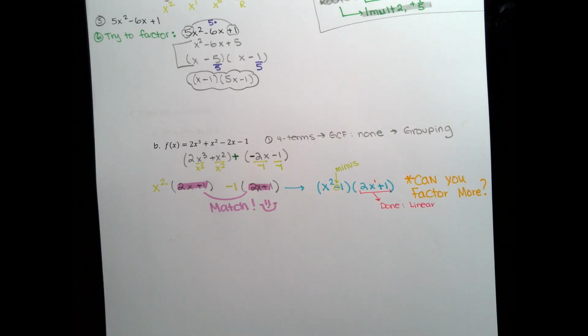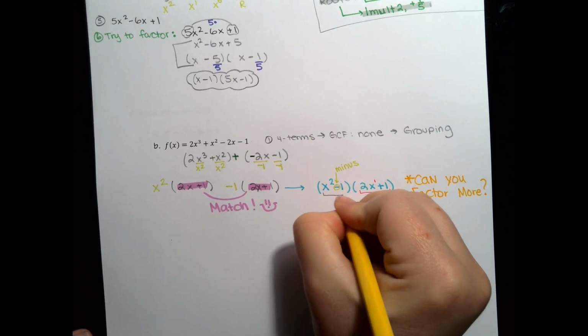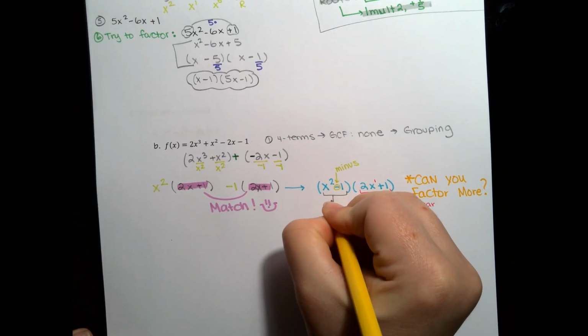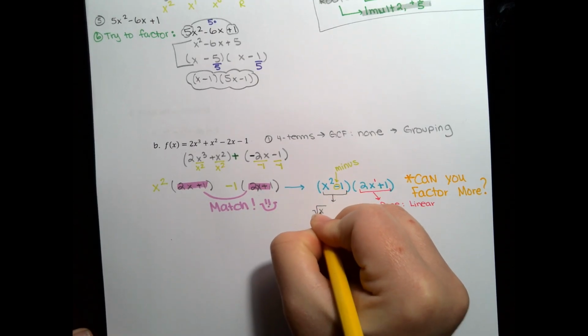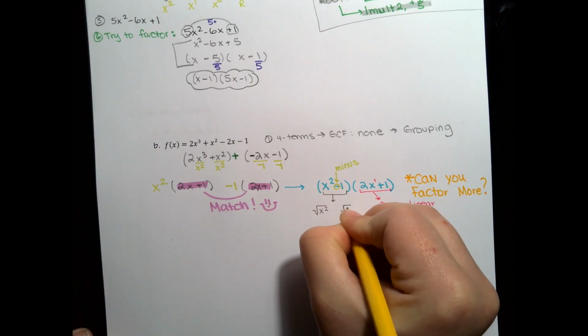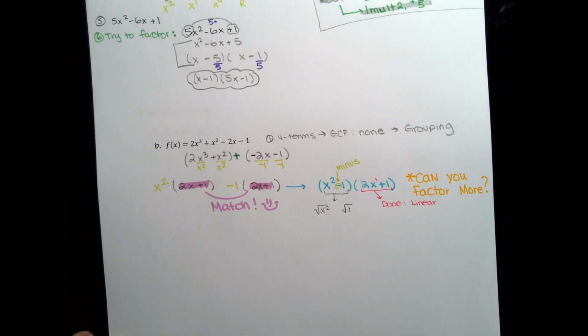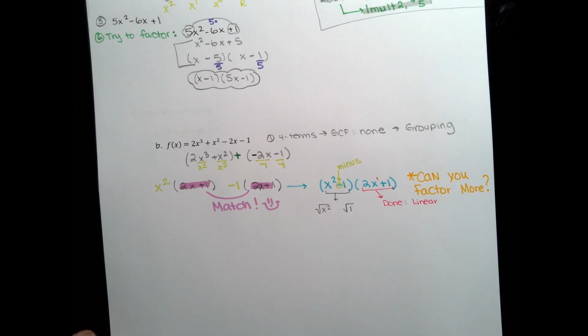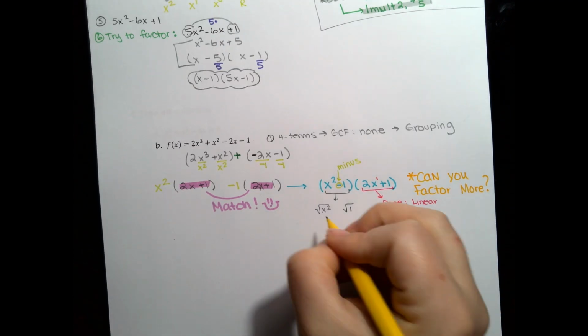I have an exponent of 2. So this one, yes, I can factor by taking a square root of x squared and a square root of 1. Do not touch that minus. The minus is just a check for a pattern. You don't actually do anything with that minus.